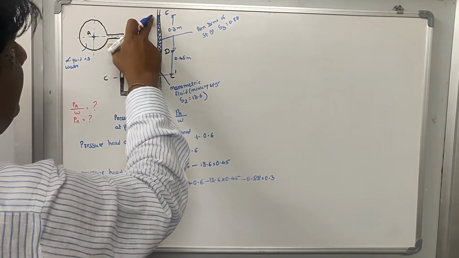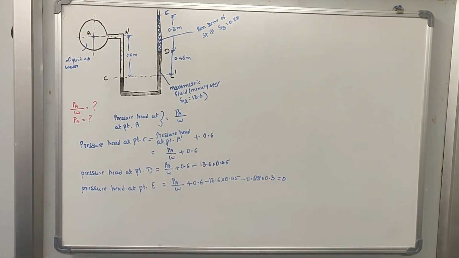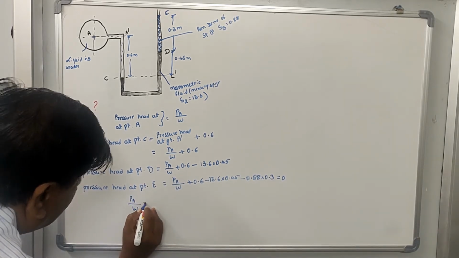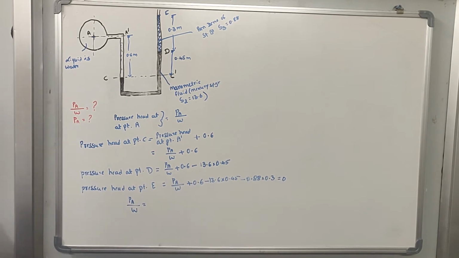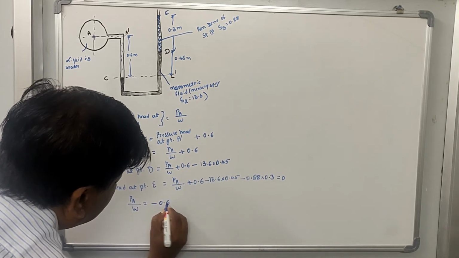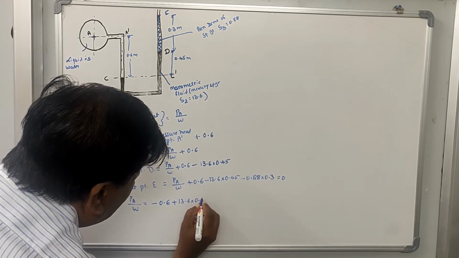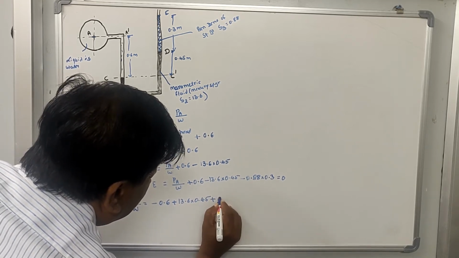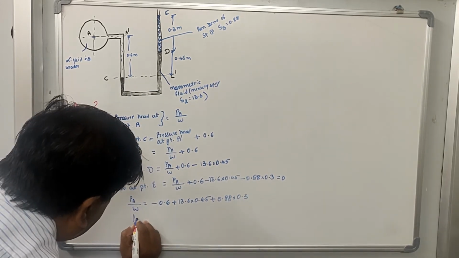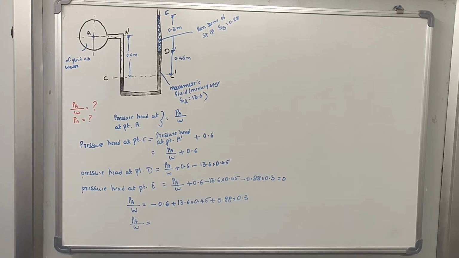We also know the pressure head at point E is equal to 0, because the pressure at point E is atmospheric. So PA by W is equal to minus, you take that to this side, minus (0.6 plus 13.6 multiplied by 0.45 plus 0.88 multiplied by 0.3). Therefore the pressure head at point A is equal to, you please calculate this.